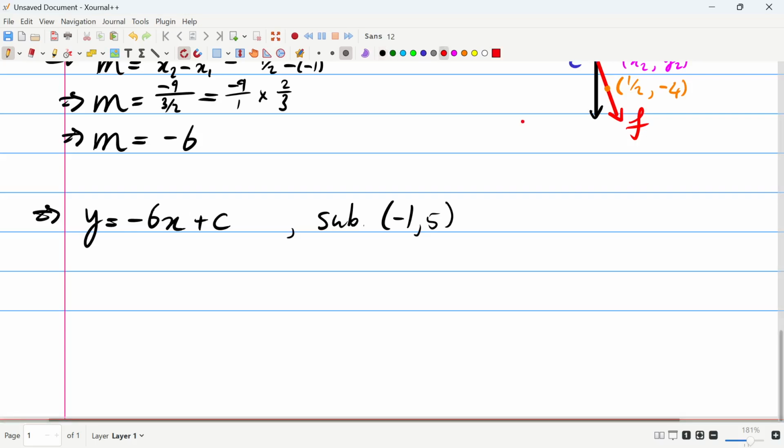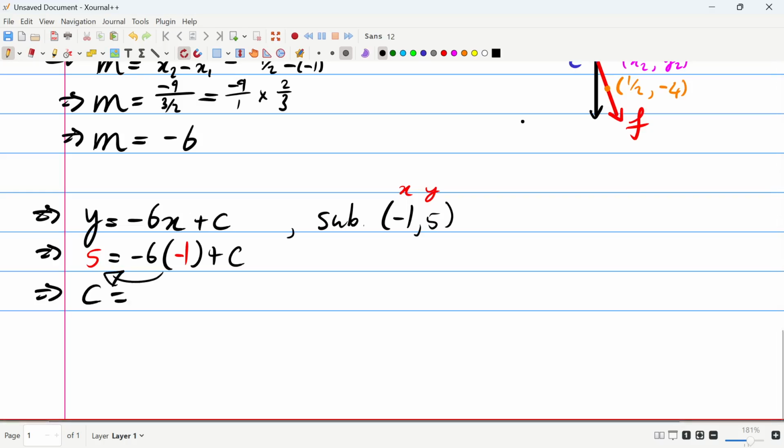So we're going to substitute -1 and 5, the coordinate, into that. Okay, and notice that obviously this is the x and this is the y. So we substitute our y value, which is 5. And then this is equal to -6 times our x value, which is -1, plus c. And then we solve for c, right? c is just going to be equal to, we take this over, -6 times -1, which is +6, and then 5 minus 6, which is equal to -1. So c should be equal to -1.